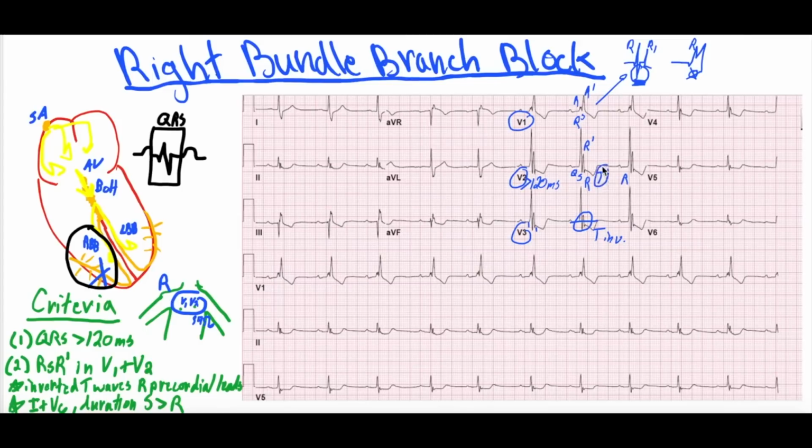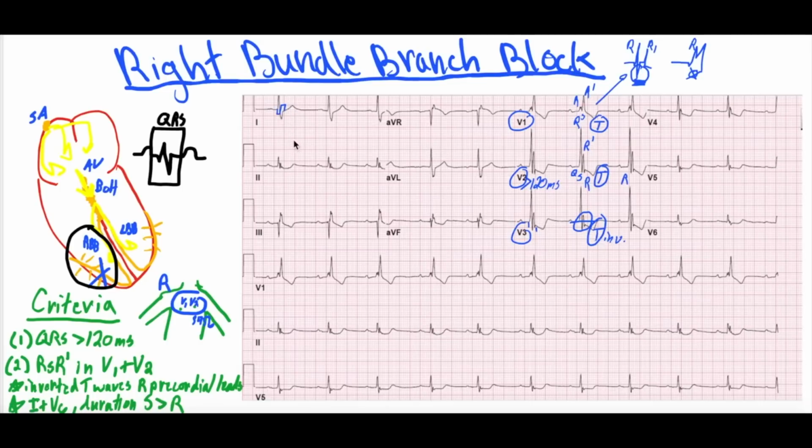These are all the T waves, and they're all inverted with what looks like a little ST depression, which is a normal variant. Okay, and then I'll just shout out this last point quickly because it's not really worth spending much time on: in leads 1 and V6, the duration of S is greater than the duration of R.